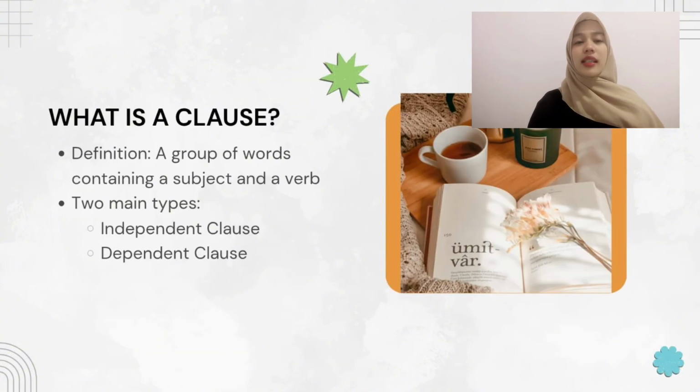So, what is a clause? A clause is a group of words containing a subject and a verb. It has two main types. The first one is independent clause, and the second is dependent clause.